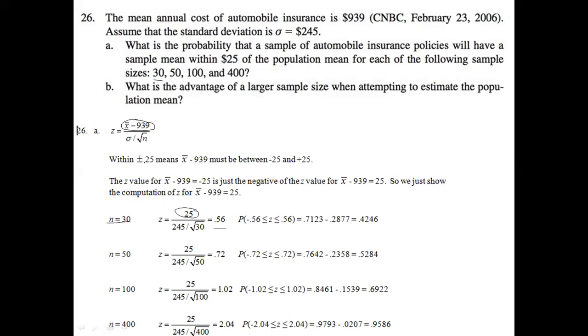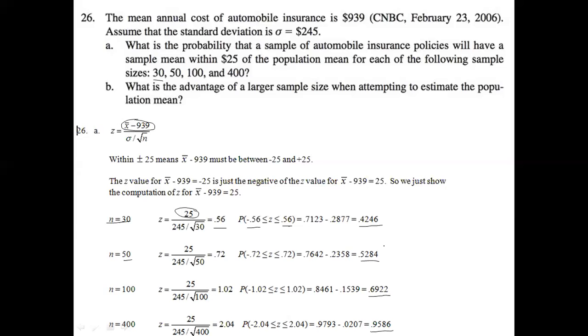Now, since it said it's within plus or minus 25, we're going to look at the plus and the minus of 0.56. So we just look both of those up in our table, and we should get 0.7123 for the upper, 0.2877 for the lower, and we subtract those, and our probability is 0.4246. We do the same thing for 50, we get 0.5284, for 100 we get 0.6922, and for 400 we get 0.9586.